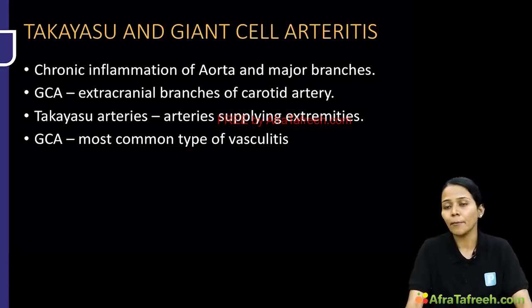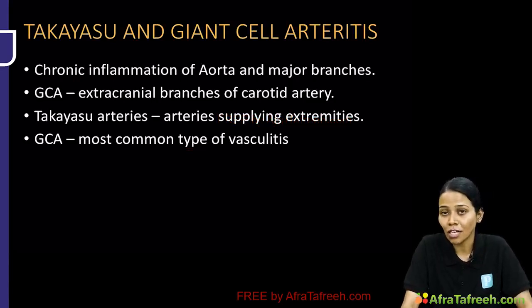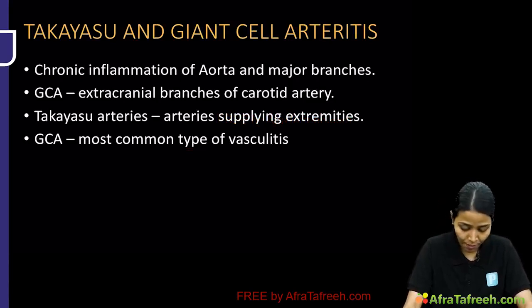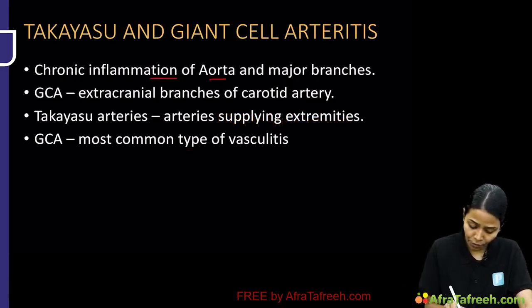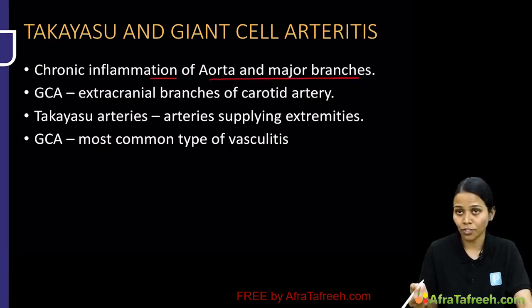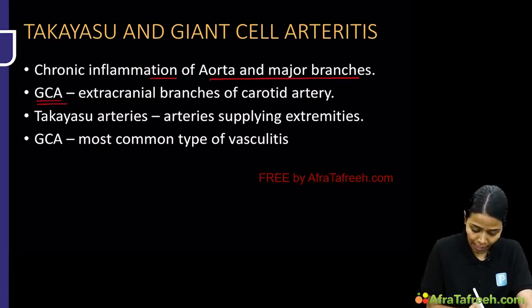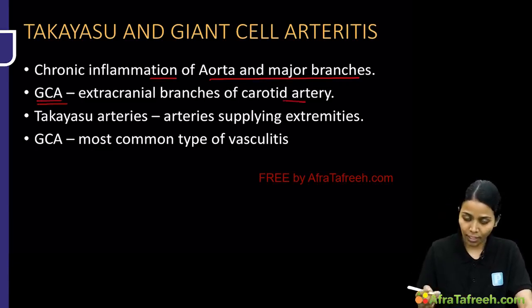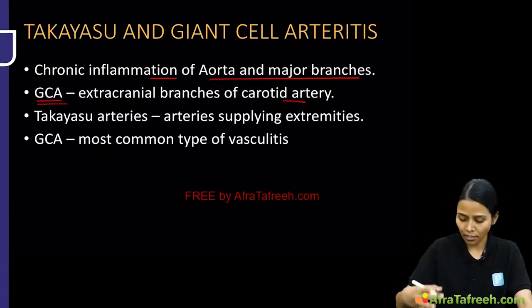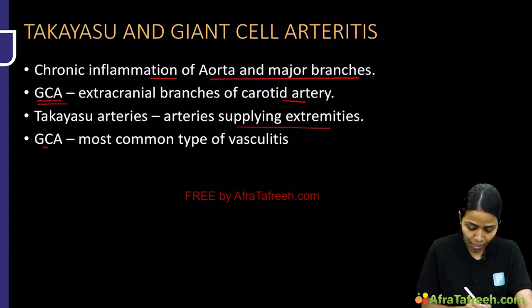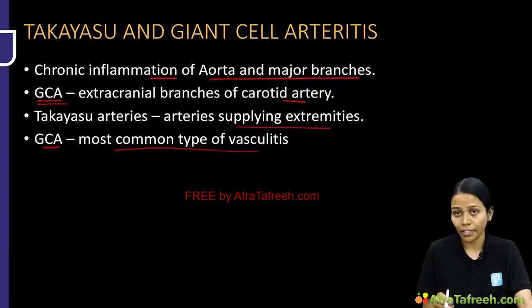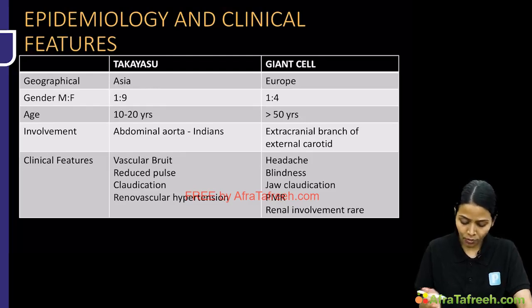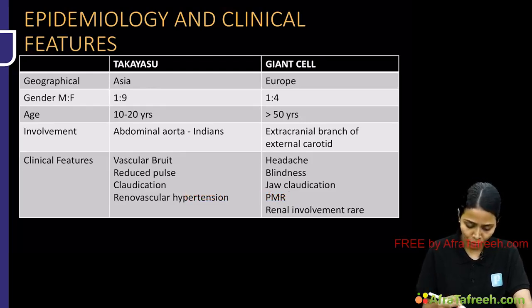Okay. Next, coming to the large vessel vasculitis, which is Takayasu and giant cell arteritis. It is nothing but chronic inflammation of the aorta and its major branches. In giant cell arteritis, it's most commonly the extracranial branches of the carotid. In Takayasu, it is the aorta and the arteries supplying the extremities. Giant cell arteritis is the most common type of vasculitis. Now, these are some differences between the two. Takayasu is mostly seen in Asia. Giant cell is mostly seen in Europe.